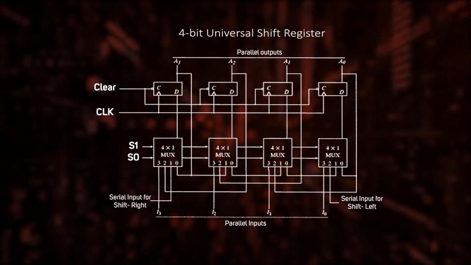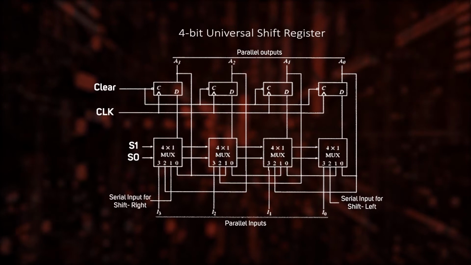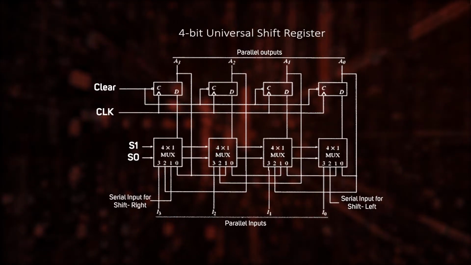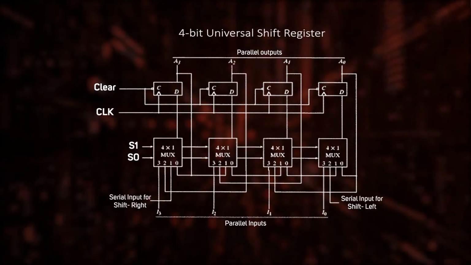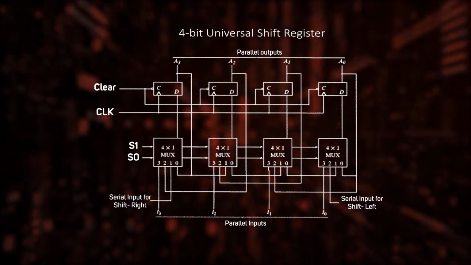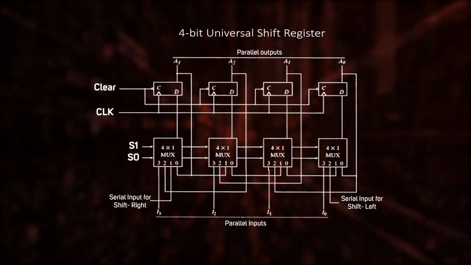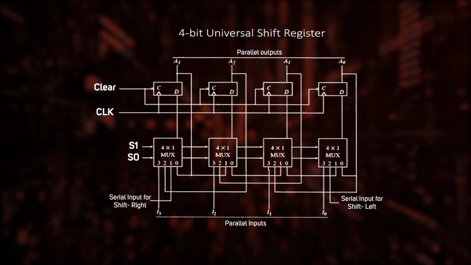Then there are flip-flops also to store the values inside the circuit. Since we are using a 4-bit data word, we need to have 4 flip-flops and 4 multiplexers to design the registers. These are the hardware components required to build a universal shift register.